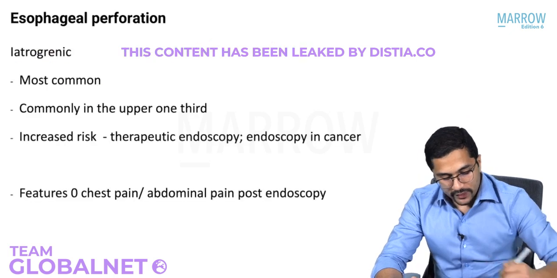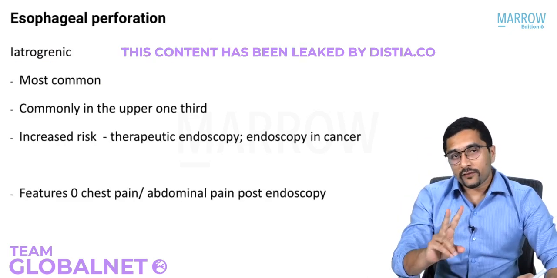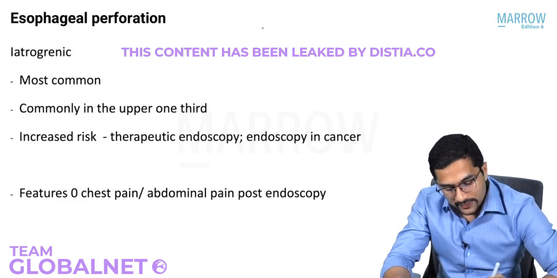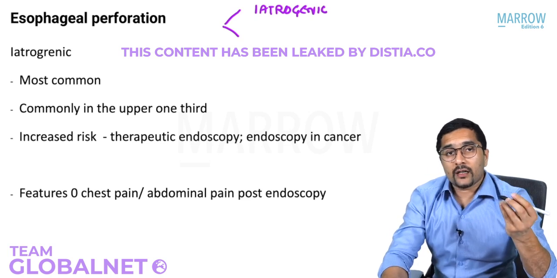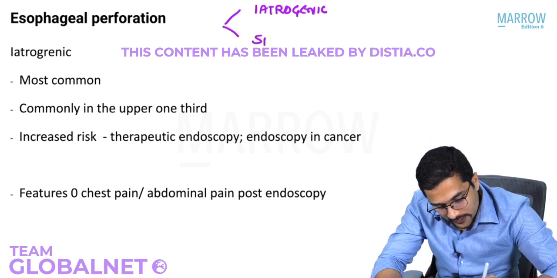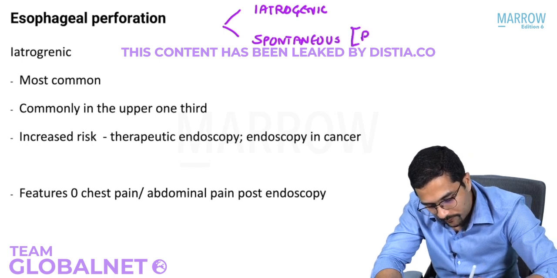The next topic is esophageal perforations. Now, esophageal perforations can be of two types. There can either be iatrogenic perforations which occur post-endoscopy, or there can be spontaneous esophageal perforations which are known as Boerhaave syndrome. So I'm going to talk about both of them.